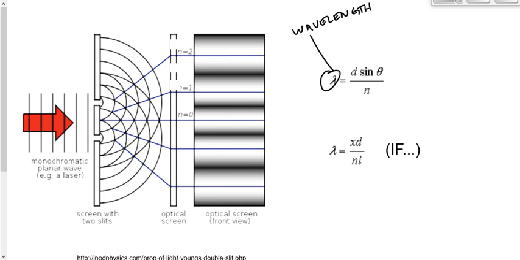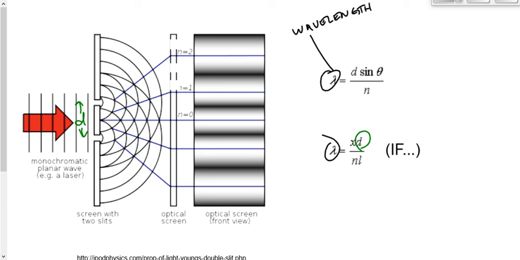And it's the same in both equations. The wavelength of the light, and it's typically going to be measured in meters. Let's go with D. That's the next easiest one to deal with. D is this distance right here: the distance from the middle of one opening to the middle of the other opening. And that's going to be a really, really small number.